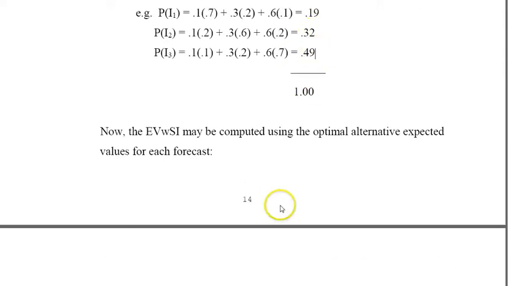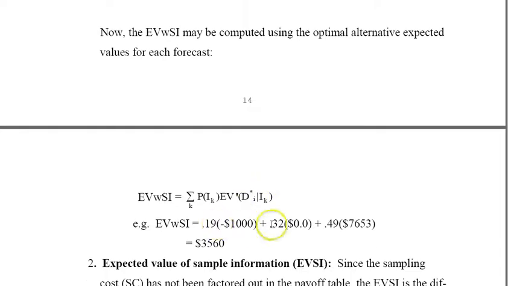0.19, 0.32, 0.49, and multiply them by the corresponding payoffs for rain, cloud, and sun, and that gives me $3,560. Okay, so that means I made more now with this additional information than without it.